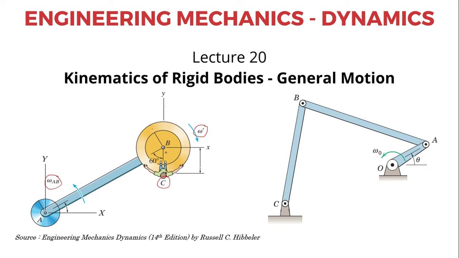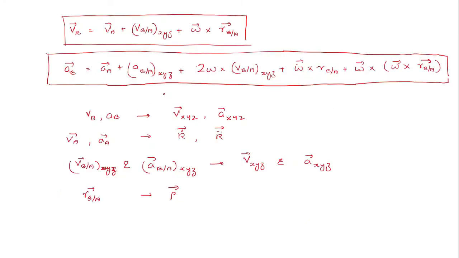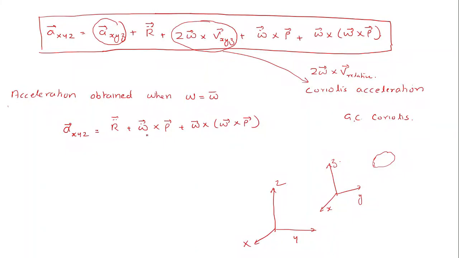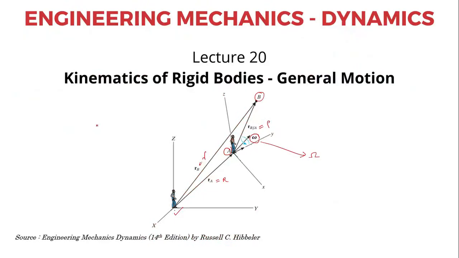Okay, the vector BC is not fixed. Vector BC itself is undergoing some angular velocity omega dash. So in order to find either the velocity or acceleration, you have to use the above equations. Okay, either in this format or in this format.